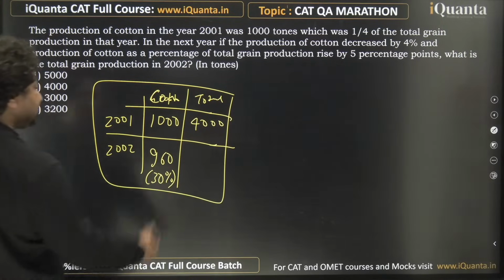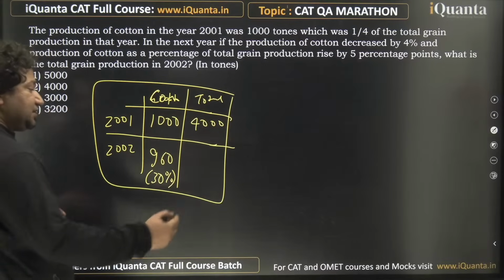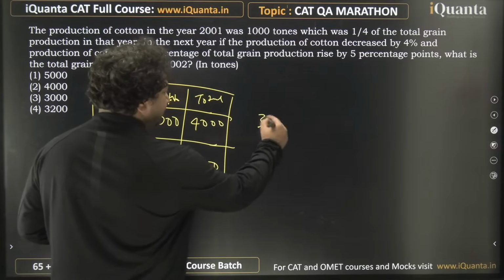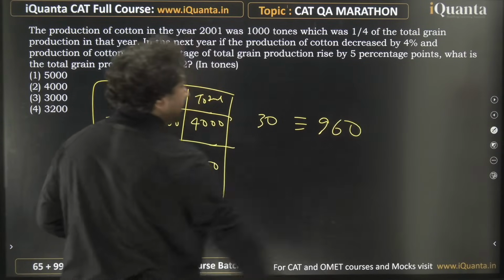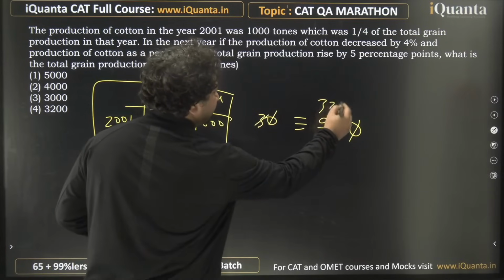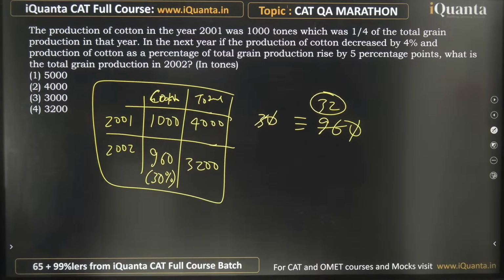So if 30% is 960, 100% will be 3,200, isn't it? How do I know that? Directly, because 30 corresponds to 960. How? 3 times 32 is 96. So 100 times 32 is 3,200. We don't have to do much calculation over there. Option 4 is correct. Clear? I hope this is how you guys are solving. Right? Now let's go on to the next question.